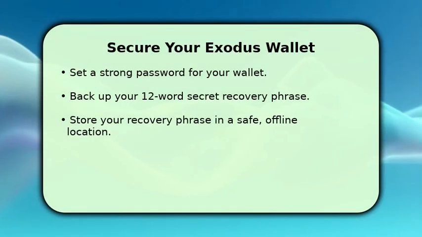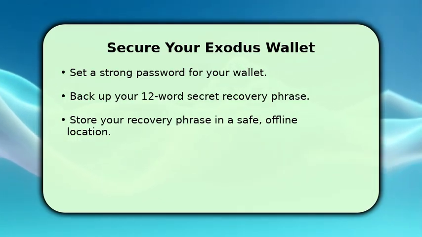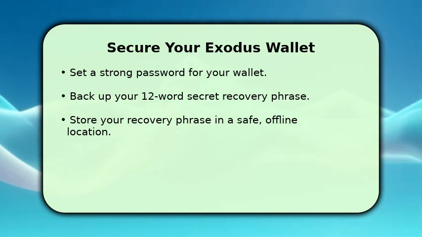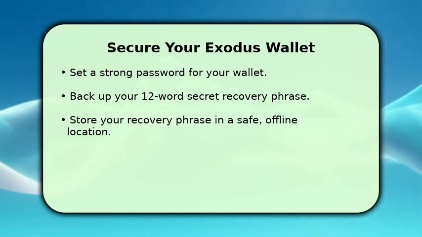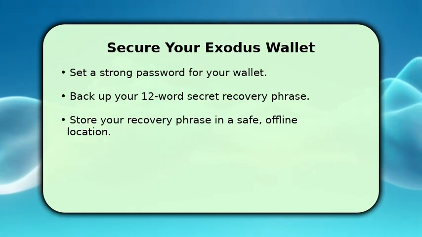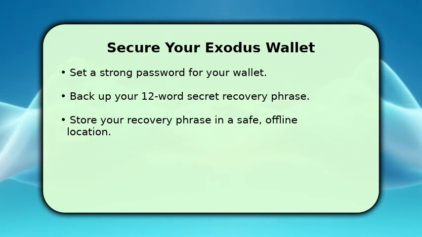Now, securing your new Exodus wallet is paramount. The first step is to set a strong, unique password to protect your funds from unauthorized access. Next, and this is critical, back up your 12-word secret recovery phrase. This phrase is the master key to your funds. Make sure to write it down and store it in a secure, offline place away from your device.